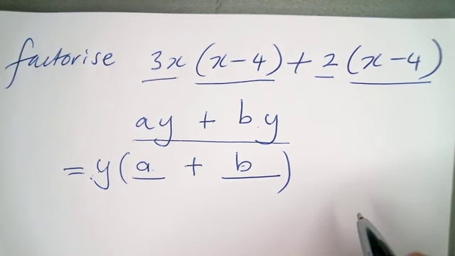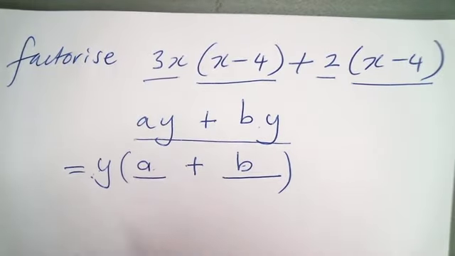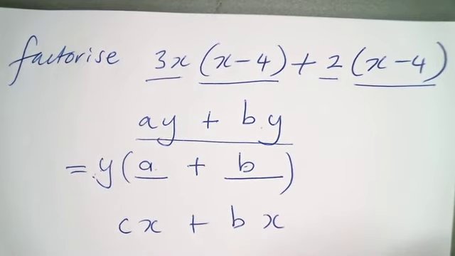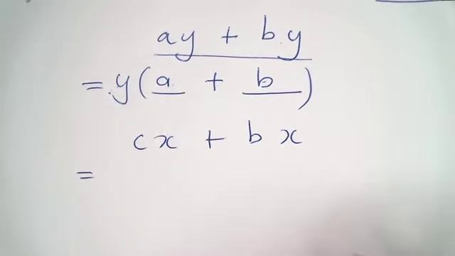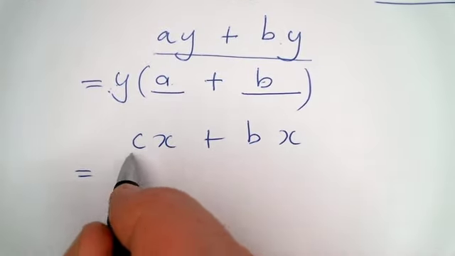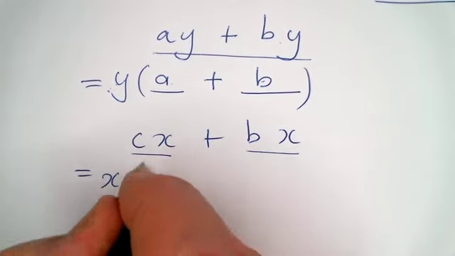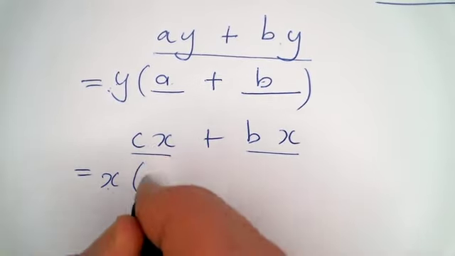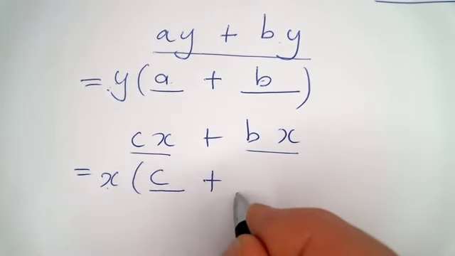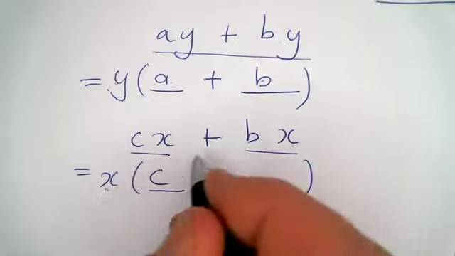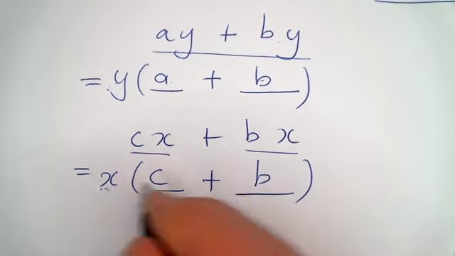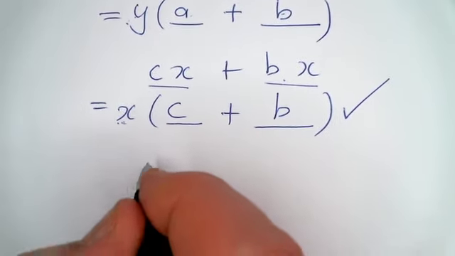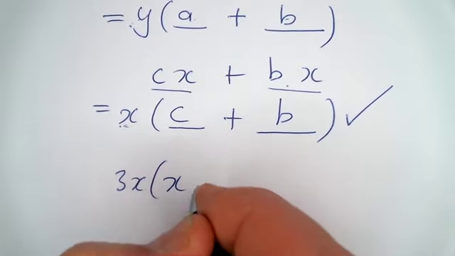Now, let's imagine that we had something slightly different. Let's say we've got cx plus bx. If I'm to factorize that, we look for things that are common. What is common to this and this? Well, x is common, so I put the x outside the brackets. And I ask the question, what times x makes cx? Well, c times x makes cx. And what times x makes bx? Well, b times x makes bx. And there's my factorization.